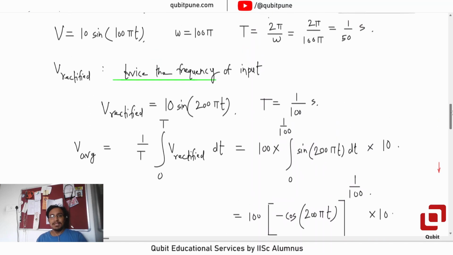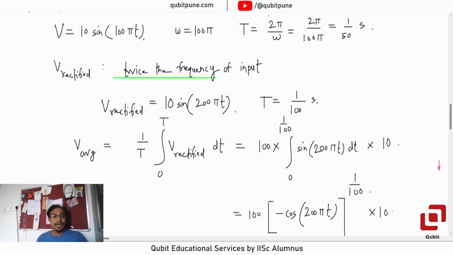Wait, did I miss anything? Oh, yeah, my mistake. This is not 200 pi t, my bad. This is still 100 pi t. Let me tell you why. Suppose this is the sine of it. Okay, this is just the sine.